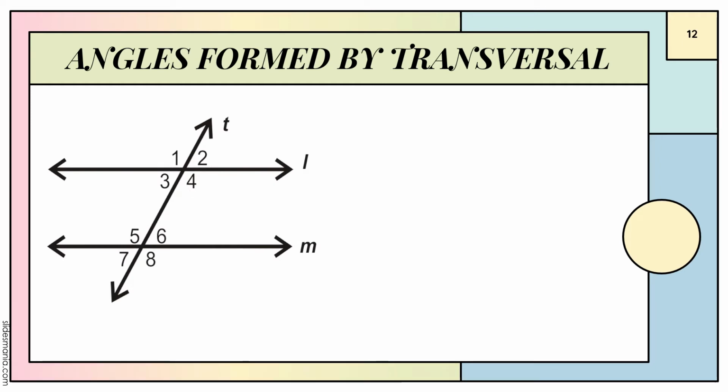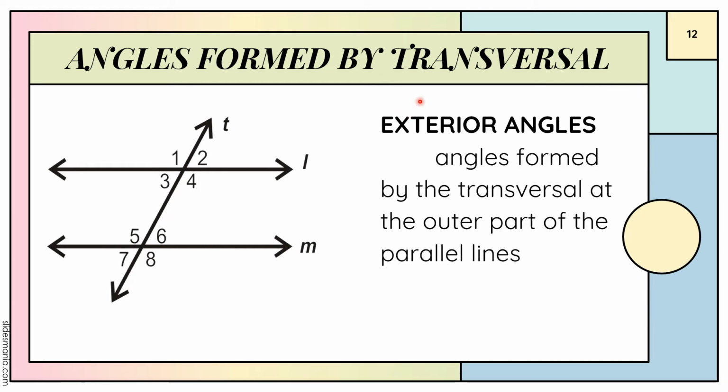And we will now be discussing the angles formed by the transversal. It is very important that we should be able to know the exterior and interior angles first, before proceeding with the deeper angles formed by the transversal. So let us have first the exterior angles. From the word itself, exterior, that means that we will be talking about angles on the external side of the parallel lines. By definition, angles formed by the transversal at the outer part of the parallel lines are called exterior angles.